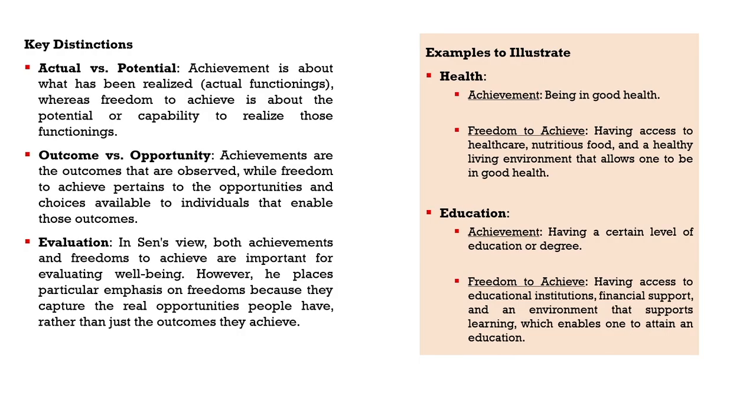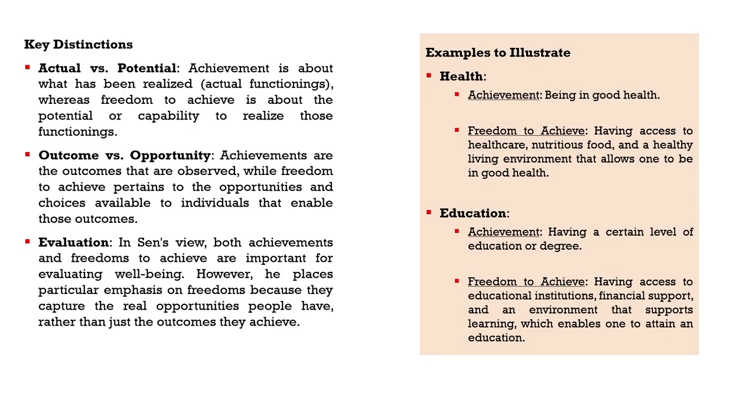Let us now understand the key distinctions between these two concepts. Often Sen refers to them as achieved functionings versus the opportunities or freedom to achieve. With respect to actual versus potential, achievement is about what has actually been realized, the actual functionings, whereas freedom to achieve is about the potential or capability to realize these functionings, whether or not I am capable of achieving them. In earlier classes I took the example of the bicycle, where learning to ride a bicycle is an achieved functioning, but whether or not I have the ability to learn tells me whether I have the freedom to have the achieved functioning.